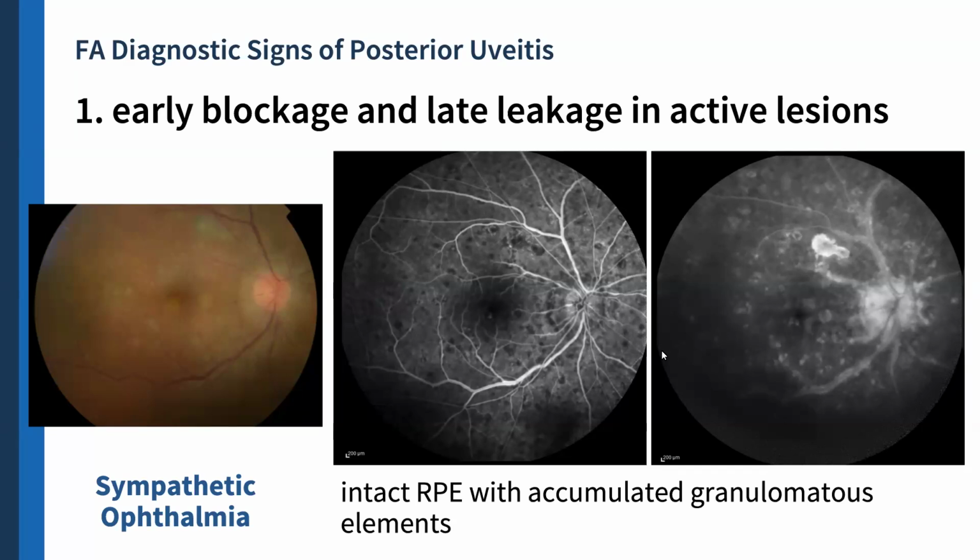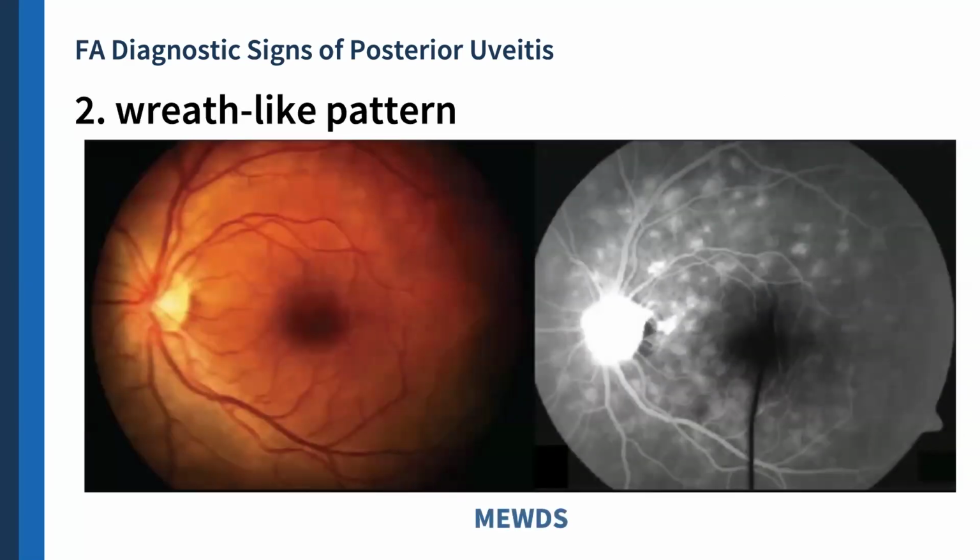Okay? So what's the main message here? If you find on FA a white lesion that appears hypo in early films and hyper in later films, you should think that it might be a foci of chorioretinal inflammation. Okay.